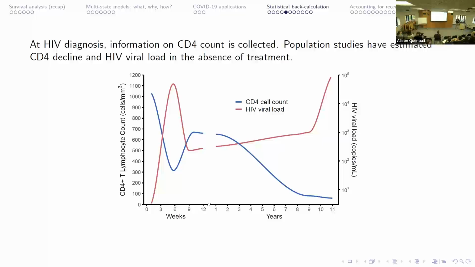Then we can use that back calculation algorithm and reconstruct what must have happened in terms of incidence to observe diagnoses at different CD4 counts as we see them. I'm saying ignore the left-hand side as well, because that's only the first 12 weeks. And historically, HIV tests haven't been very sensitive in those first 12 weeks. So the likelihood that somebody would have been picked up at that point is quite low.